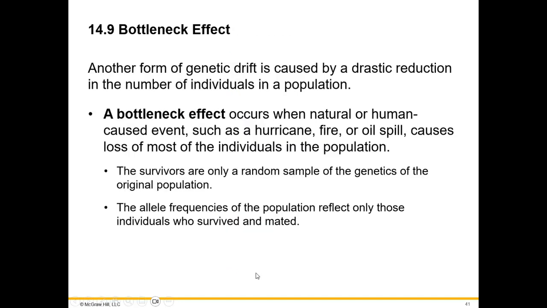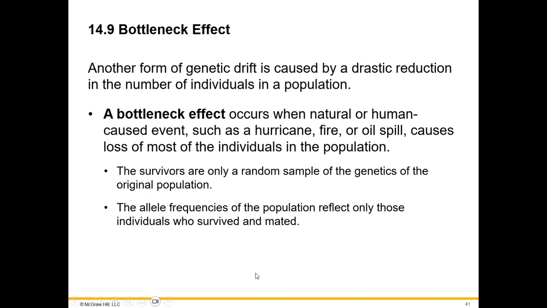Another form of genetic drift is caused by a drastic reduction in the number of individuals in a population, and we observe the bottleneck effect when that happens. This occurs when a natural or human-caused event, something like a hurricane, a fire, an oil spill, some really big natural disaster, a really big tragic event, causes loss of the majority of the individuals in a given population of a species. In this case, the survivors are just going to be a very random sample of genetics. It's not really determined by who's fittest to survive. It's just completely random based on who was able to survive this catastrophic event.